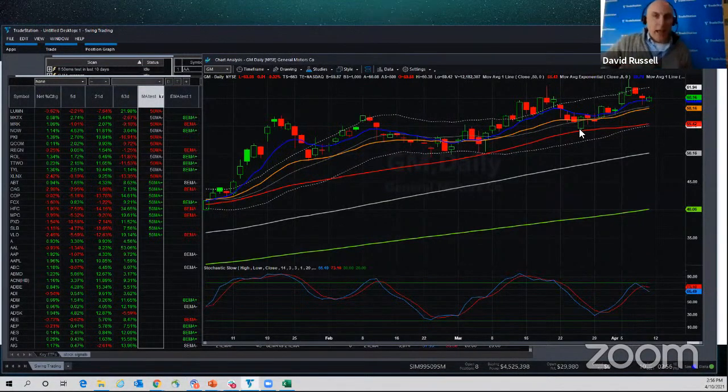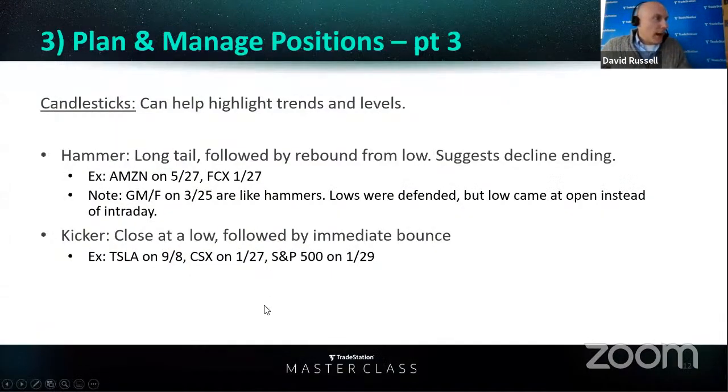It doesn't have to be exactly a hammer. The key thing is, what does a hammer represent? A hammer represents the fact that buyers think that there's buyers down there, and they're stepping in, and they're willing to defend it. That's what a hammer represents, and that's in many ways what this candle represents on something like GM. There might be a name for that pattern. I'm not sure.